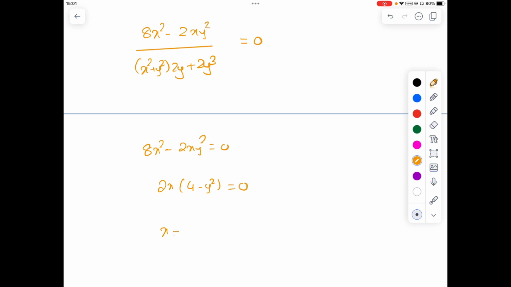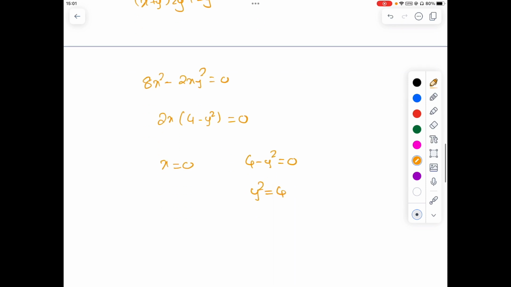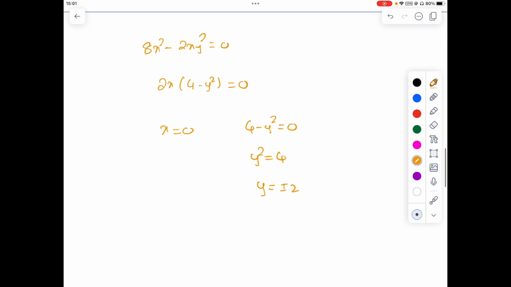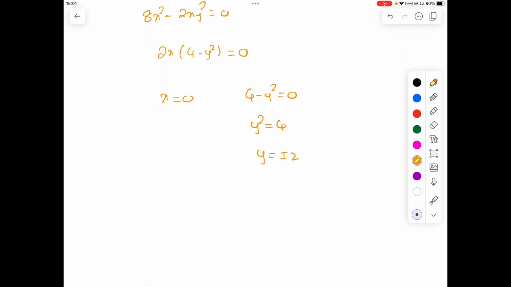So either x equals 0 or 4 minus y square equals 0. So y square equals 4, y equals plus or minus 2. But it has been given in the question that y lies between -2 and +2. So therefore this has been rejected.